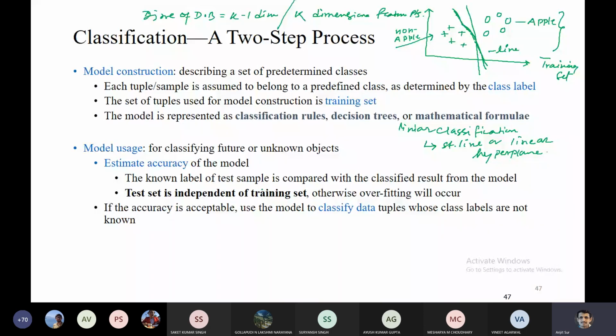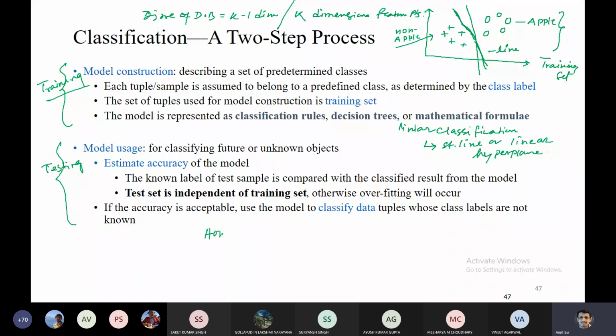So this is called model construction, the training, and this is called model usage, which is testing. Okay. So estimate the accuracy of the model. The known label of the test sample is compared with the classified result from the model. The test set is independent of the training set, otherwise overfitting will occur. If the accuracy is acceptable, use the model to classify data tuples whose class labels are not known.